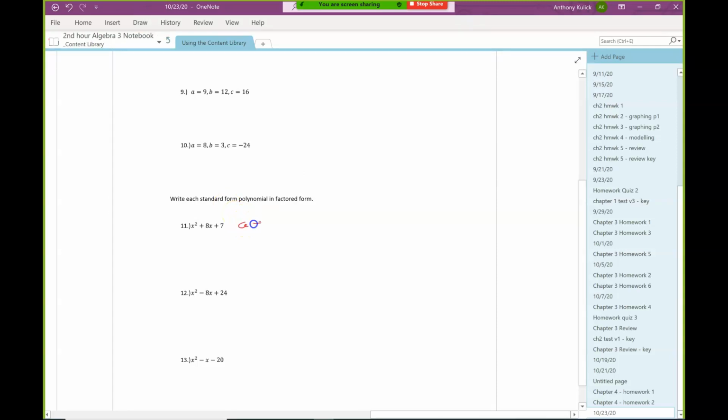I'm going to identify my values for A, for B, and for C. And then I'm going to start by looking for the two numbers that multiply to give me A times C, which is 7, and add to give me B, which is 8. Well, there's only two pairs of numbers that multiply to give me 7: 7 and 1, or negative 7 and positive 1. So it's 7 and 1 that I want.